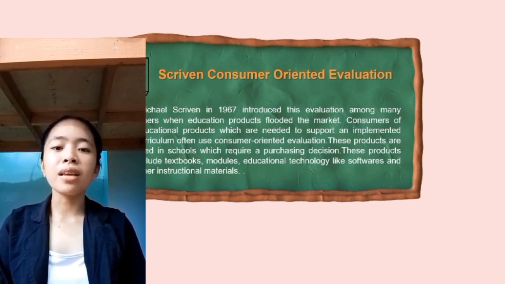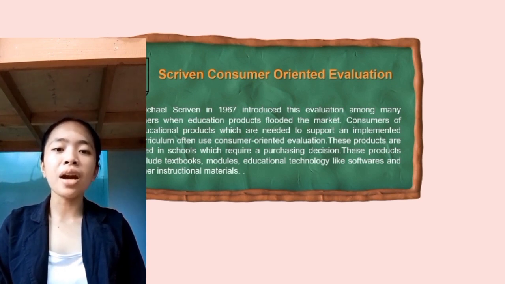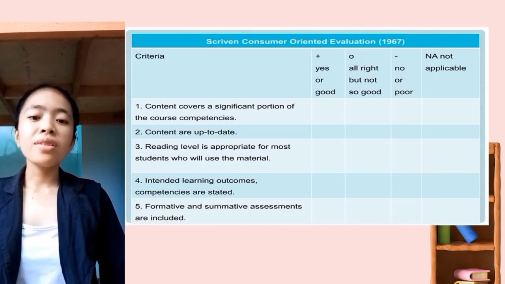Scriven's Consumer-Oriented Evaluation, or COE, is an approach to curriculum evaluation that emphasizes the needs, preferences, and satisfaction of the stakeholders or consumers of the curriculum. Developed by Michael Scriven, COE focuses on gathering and utilizing feedback from various stakeholders such as students, parents, teachers, and administrators to assess the effectiveness of a curriculum. So these are the Scriven Consumer-Oriented Evaluation criteria in 1967.